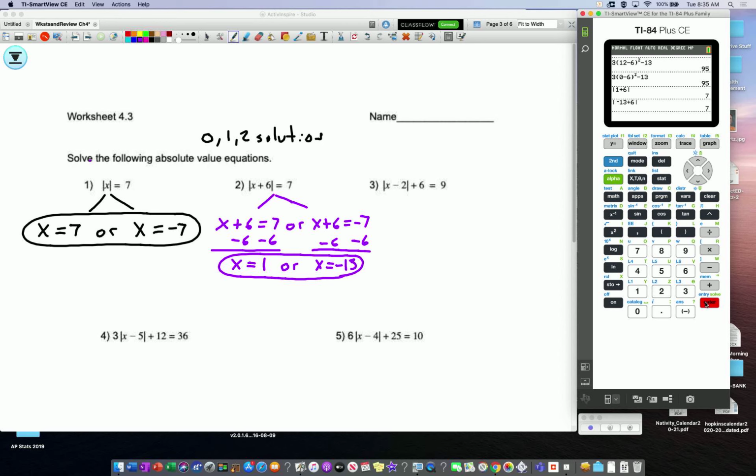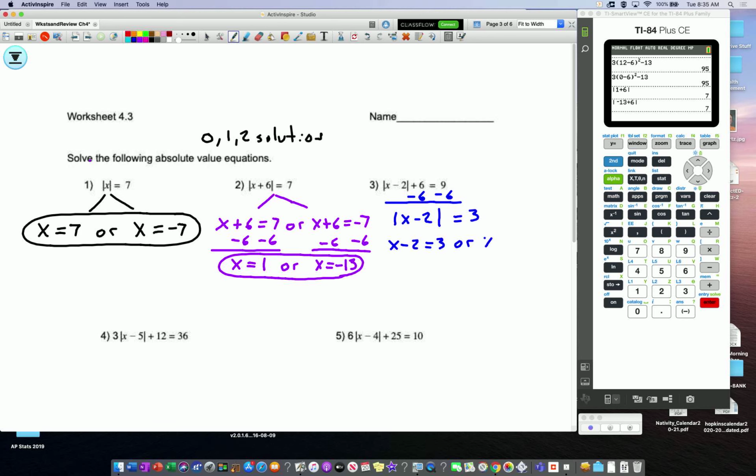Let's take a look at the next one. On number 3 here, I have some numbers outside my absolute value that I have to deal with first. I'm going to subtract 6 first. So I have absolute value of x minus 2 equals 3. I'm just saying that x minus 2 is 3 units away from 0. So x minus 2 could be located at 3, or x minus 2 could be located at -3. I solve each of these equations. So I get x equals 5, or add 2.